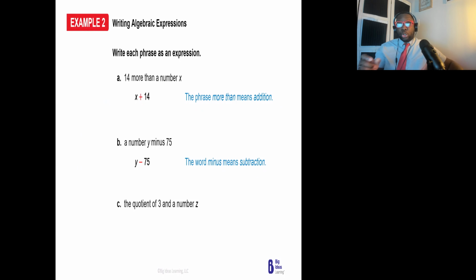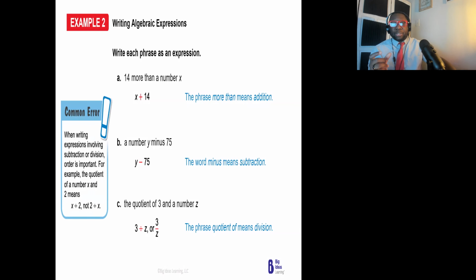Letter C. The quotient of 3 and a number z. Quotient. What does the word quotient mean? Quotient should indicate to you that that's division. So here, it's 3 divided by z, or 3 being our dividend, divided by z, which is our divisor, or 3 over z. That would mean the same thing. So we want to keep in mind that 3 divided by z and z divided by 3 are two different expressions.